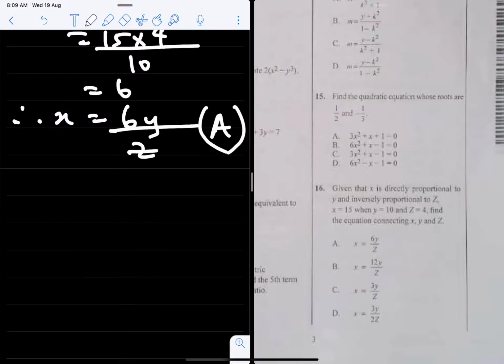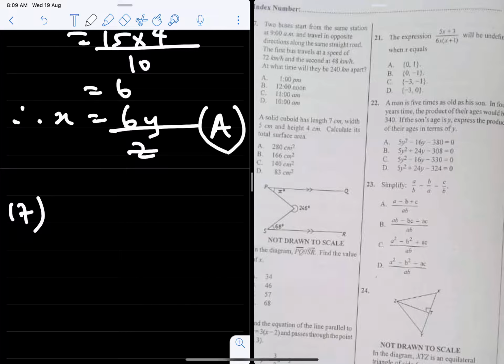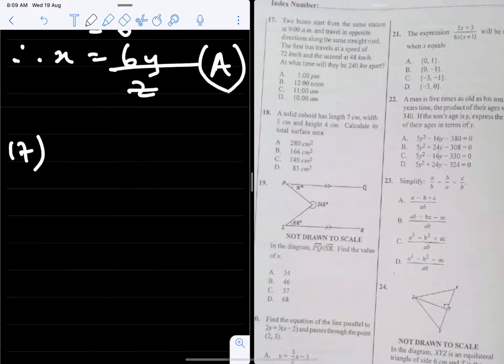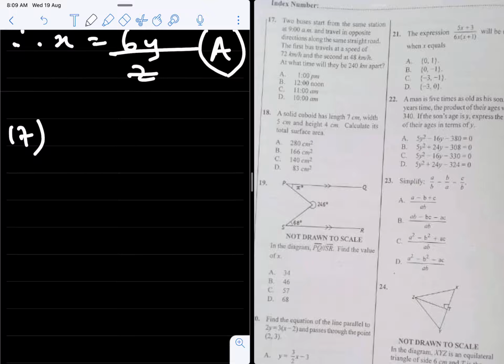Now to the next, number 17. Number 17 says, two buses start from the same station at 9 a.m. and travel in opposite directions along the same straight road. The first bus travels at the speed of 72 kilometers per hour and the second at 48 kilometers per hour. At what time would they be 240 kilometers apart?